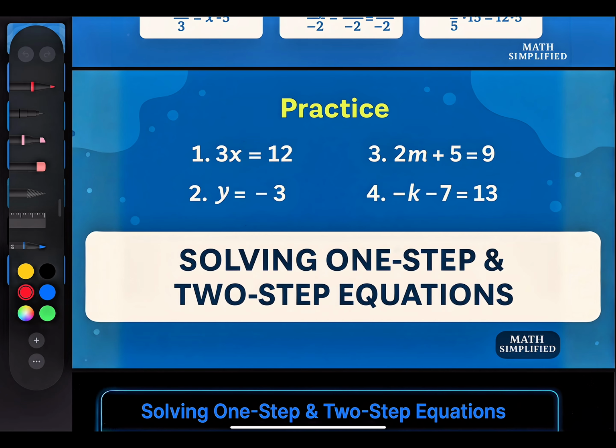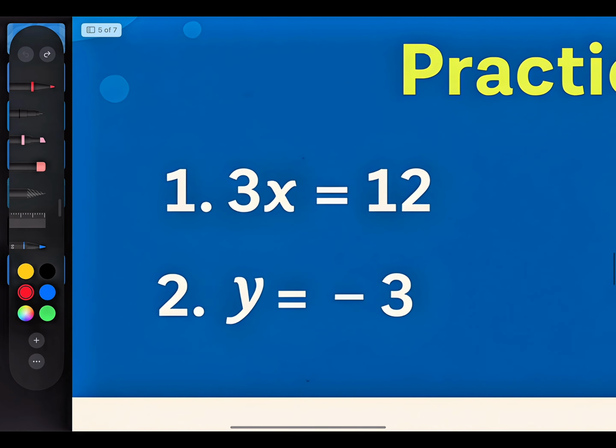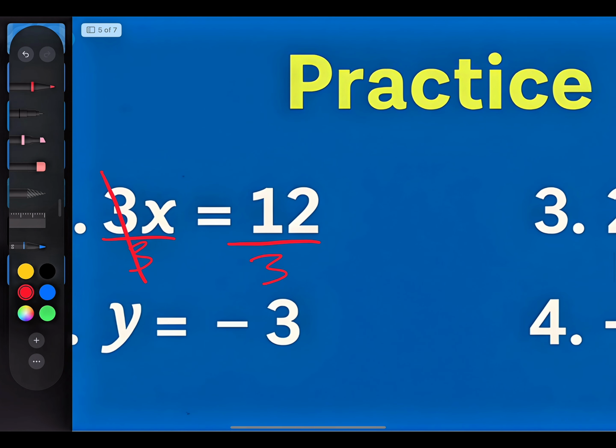Okay, so now we have a practice here. So our first example is 3x equals 12. What we have to do essentially is cancel out the multiplication. And so we divide by 3, so then these two cancel out. We also divide by 3 on the right side. And then our answer would be x equals 4.